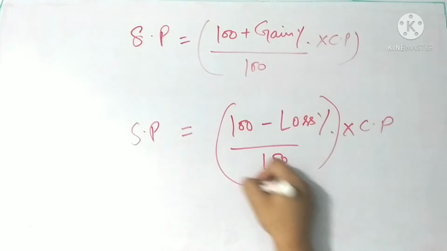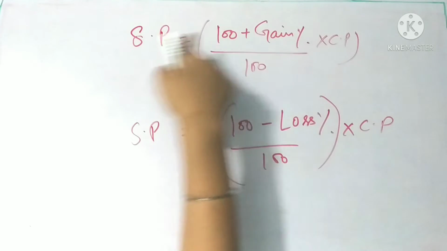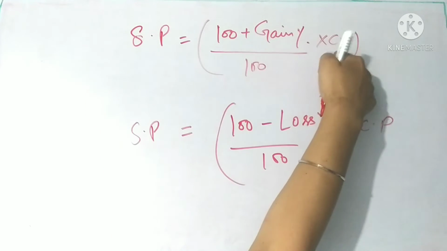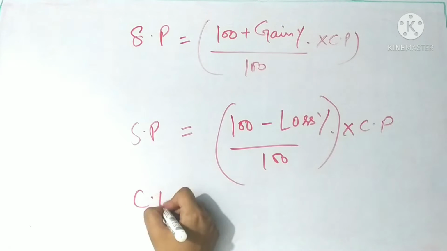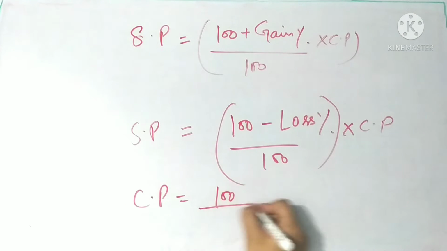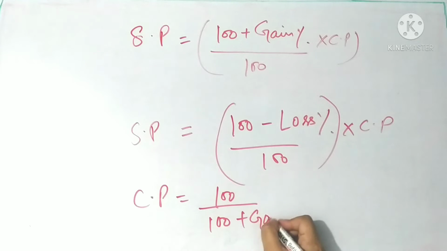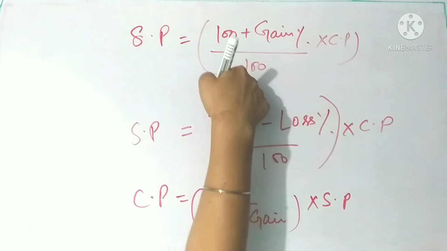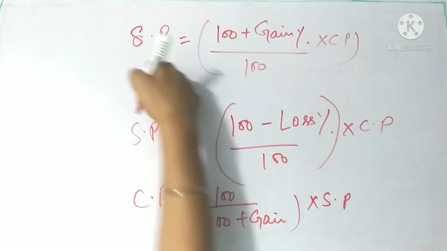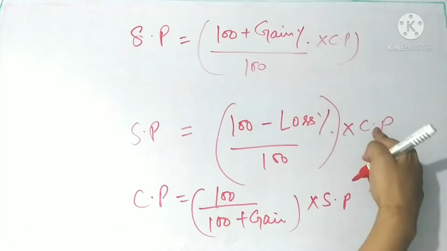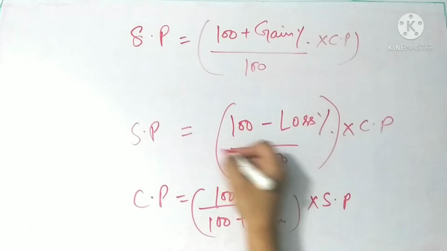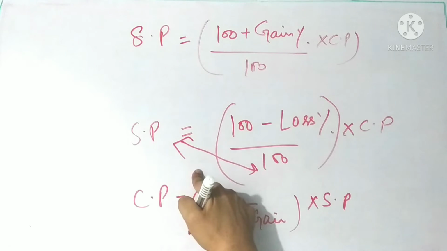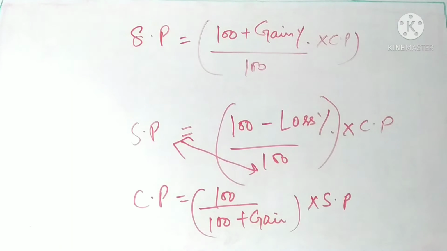Now from here we can also find the cost price if the selling price is given, that is, cost price is equal to 100 over 100 plus gain into SP. So from here we can cross multiply and find the value of selling price. From here also we can find the cost price, that is cost price is equal to 100 into SP by 100 minus loss percent. Now we will solve the questions relating to these tricks.